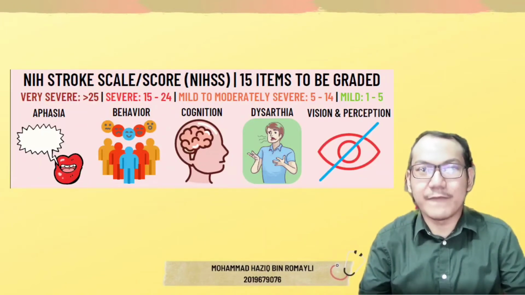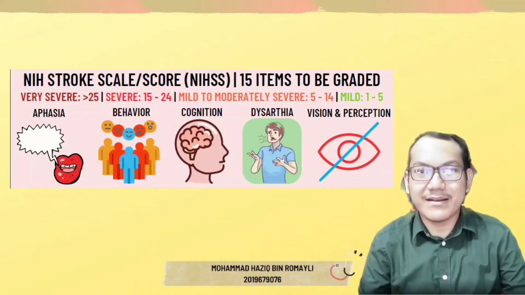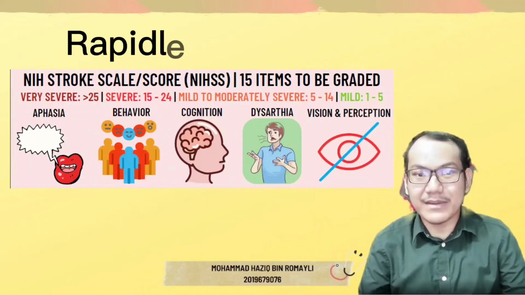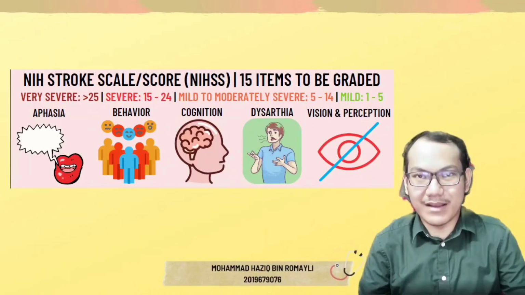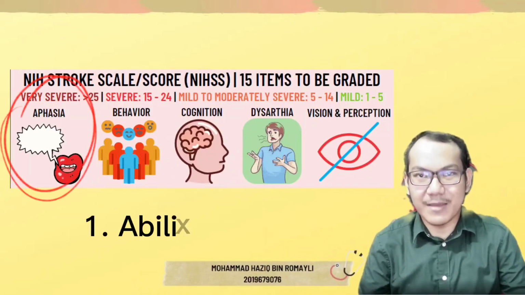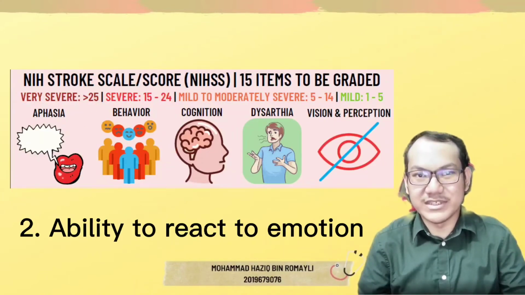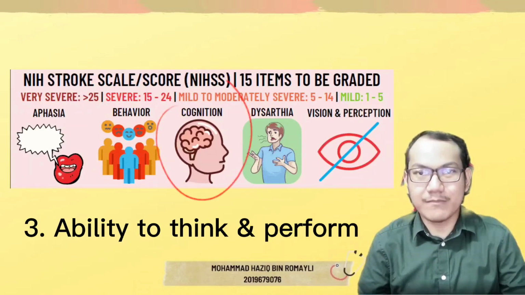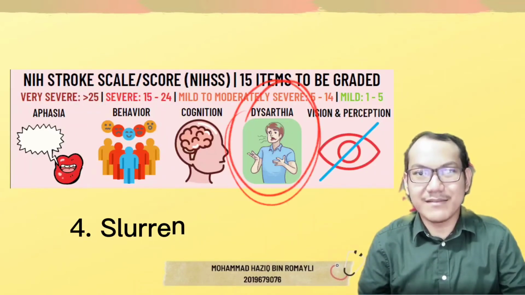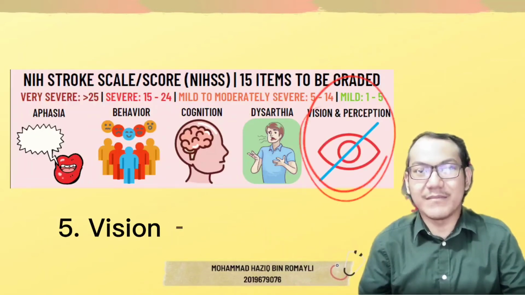In this scale, there are 15 items that need to be graded. The NIHSS enables the healthcare provider to rapidly determine the severity and the possible location of the stroke. There are 5 categories that we need to grade. First one is aphasia, the ability to speak. Second one is behavior, the ability to react to emotion. The third one is cognition, the ability to think and perform. The fourth one is dysarthria, the slurred speech. And the final one is we need to grade the vision and the perception.